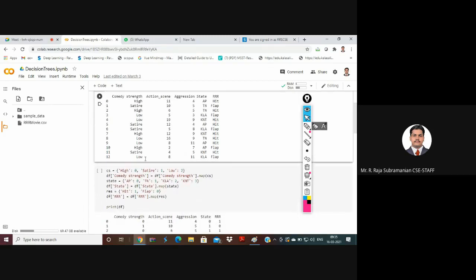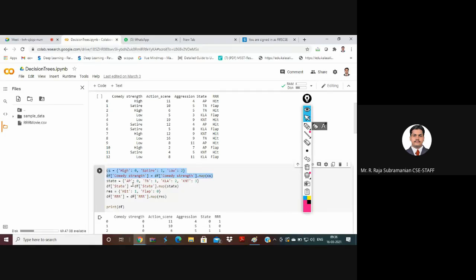So I create a variable comedy strength as cs. I create a dictionary: high to 0, satire to 1, and low to 2. Then in my data frame, the comedy strength attribute should be mapped with the cs value, so df comedy strength dot map of cs. So what will happen is all the high will be mapped to 0, all the satire will be mapped to 1, and all low will be mapped to 2. This is what happens with this kind of mapping, right?